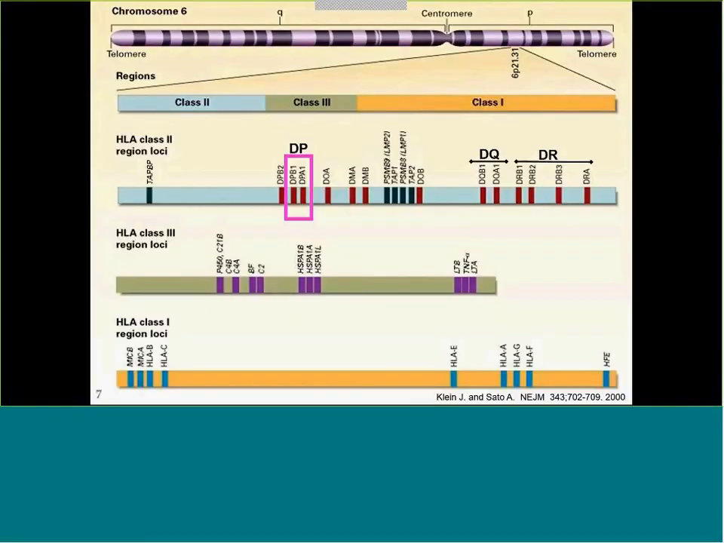We go to a map of chromosome 6 and look specifically at the histocompatibility region. We see that HLA-DP maps to the class II region and specifically maps to the centromeric side of HLA-DQ.